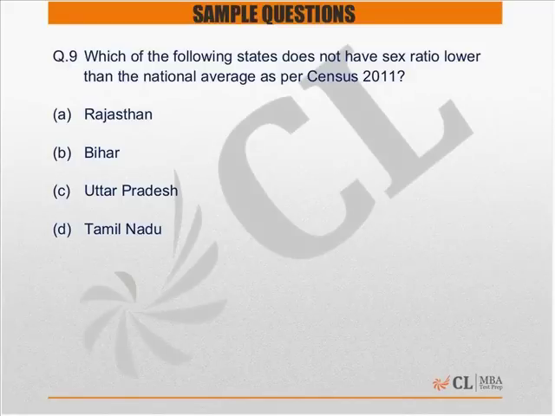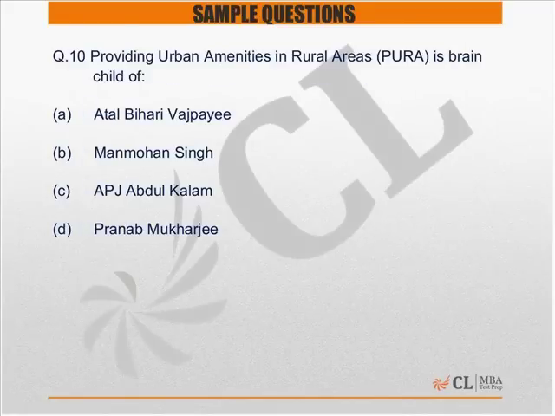So this question was about the sex ratio. The next one is providing urban amenities in rural areas. PURA is brainchild of... I remember in 2011 or 12 there was a question on PURA. Providing urban amenities in rural areas. PURA is brainchild of. Yes, friends, answer for this question: Atal Bihari Vajpayee, Manmohan Singh, APJ Abdul Kalam, or Pranab Mukherjee.